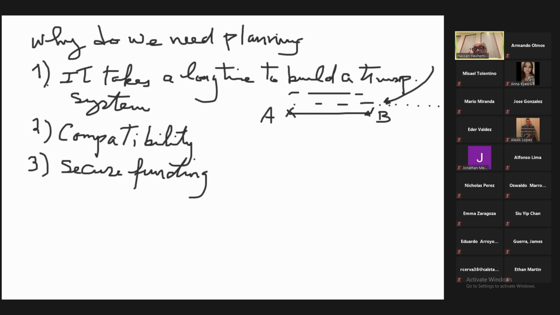So in order to secure funding, we need to have a plan. And that plan, we have to estimate what would be the cost of that plan, how much it's going to cost us, so that we know how much money we need. So that's very important. The fourth thing, which is important, is environmental problems.